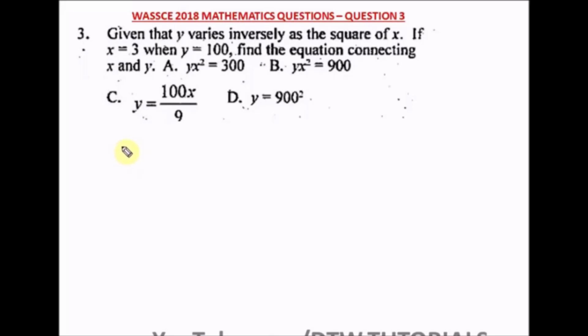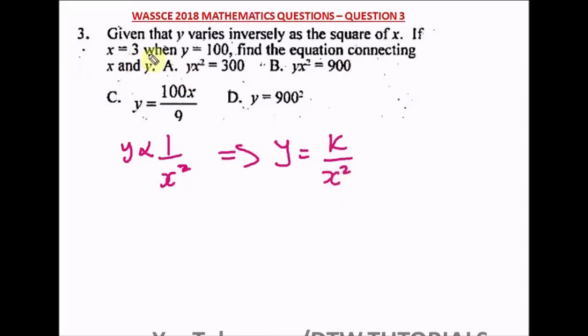Okay, so it says y varies inversely as the square of x, that is x squared. If x is equal to 3 when y is equal to 100, find the equation connecting x and y. Remember, in variation, to change the variation sign to an equal to sign, you have to introduce a constant. So here we have y is equal to k divided by x squared.